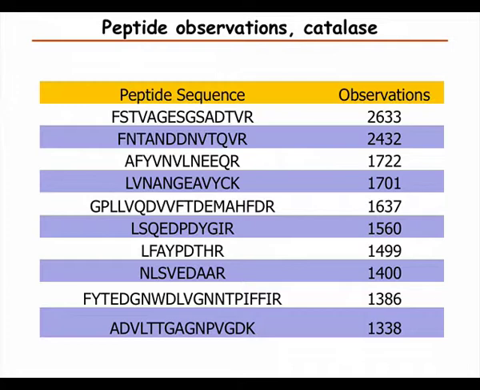So then the other thing that one can see, if one observes a protein, is that one can go in and see how many times different peptides have been observed in the database. So this is the example of catalase. We have these peptides. The first one has been observed 2,633 times. And then the other peptides are listed in decreasing number of observations.